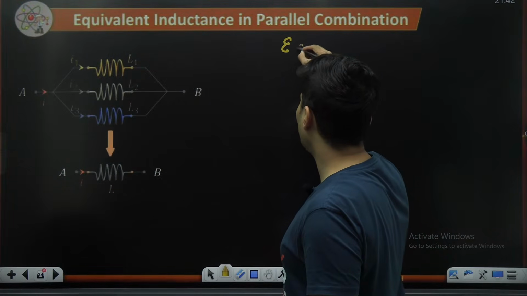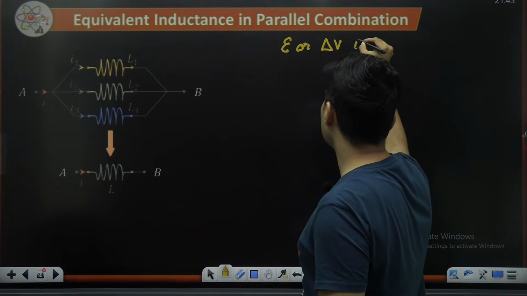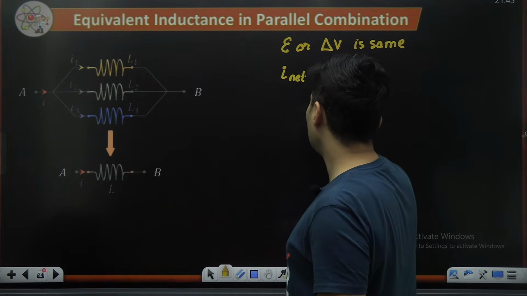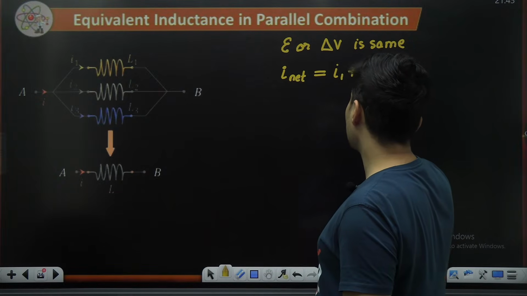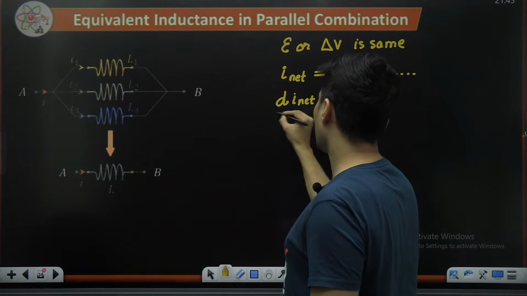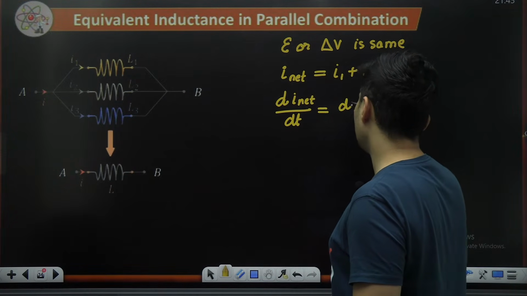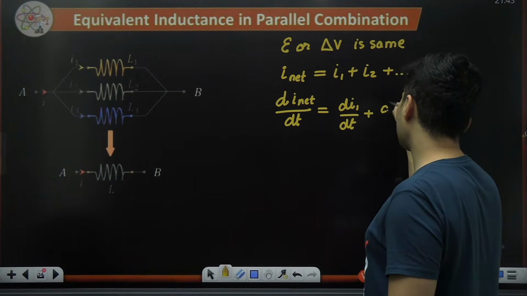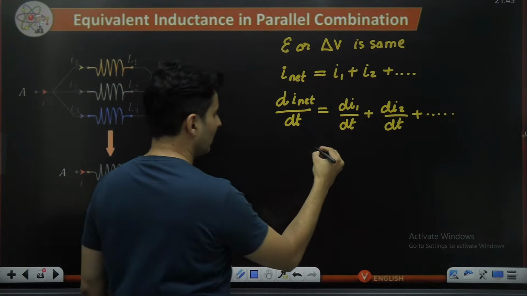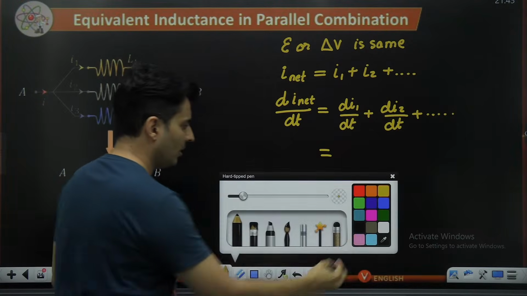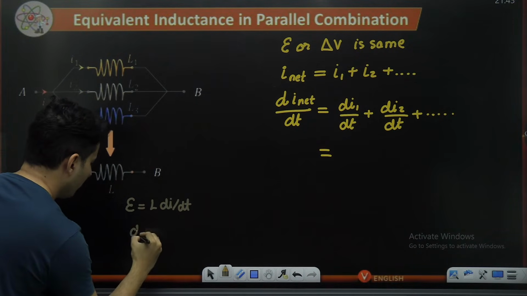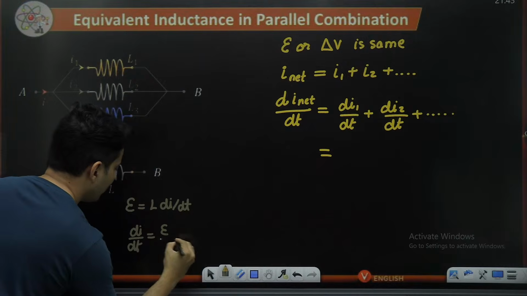The EMF or the voltage difference is same. It is the current, the net current, which will get distributed as I1 plus I2, like that. So therefore, the net current rate also will get distributed. That will be di1 by dt plus di2 by dt, like that. And what is rate of change of current going to be? Logically speaking, EMF is L di by dt. So therefore, di by dt will be EMF by L.